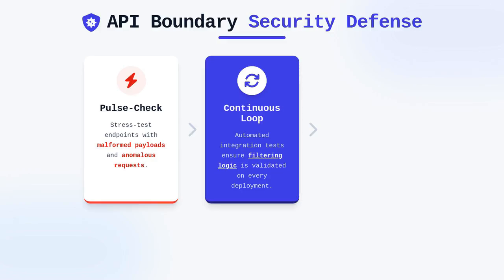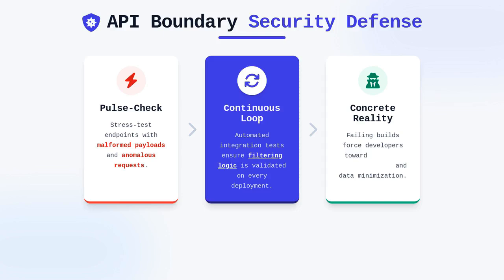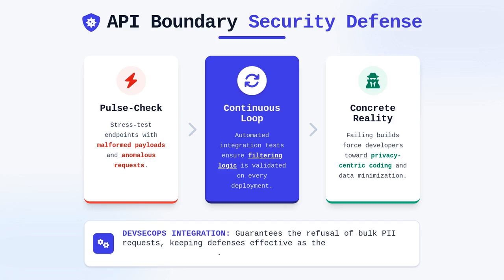When your developers know that a build will fail if they accidentally expose a new field in an API telemetry snapshot, they naturally gravitate toward more conservative and privacy-centric coding practices. This integration of DevSecOps into your telemetry lifecycle transforms the abstract concept of data minimization into a concrete, measurable technical reality. By validating the refusal of bulk PII requests through these automated boundary tests, you guarantee that your defenses remain effective even as your system architecture evolves over time.